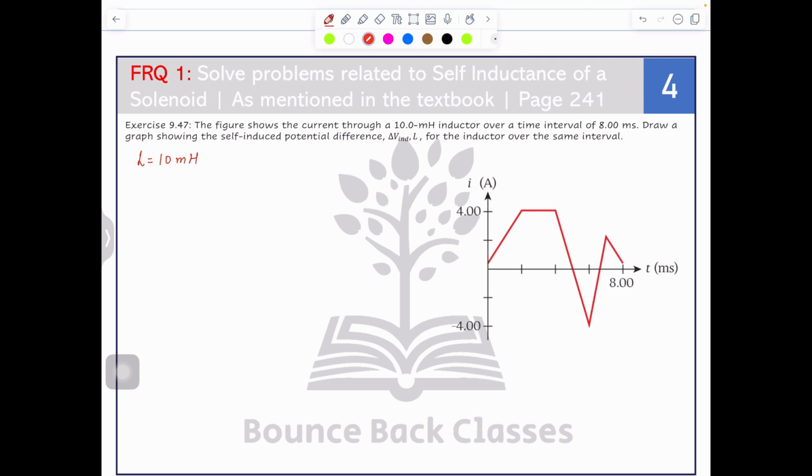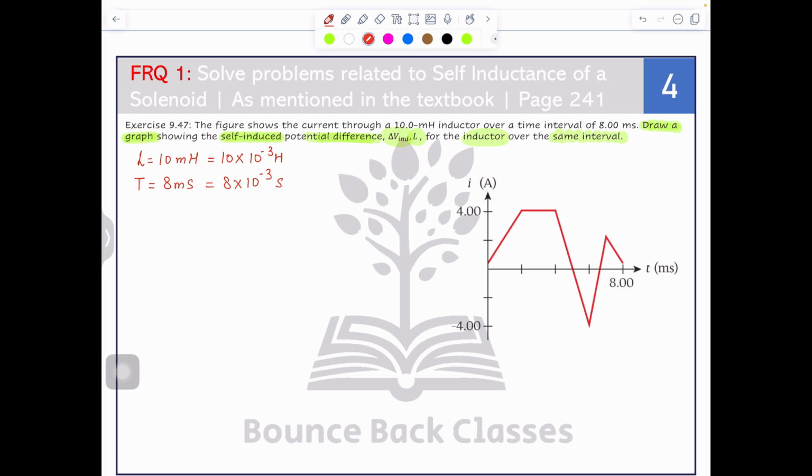As we know, Henry is the unit, so just solve it: 10 multiplied by 10 raised to power negative 3 henry over a time interval. Time is given as 8 millisecond, which is equal to 8 multiplied by 10 raised to power negative 3 second. Draw a graph showing the self-induced potential difference V_L for the inductor over the same interval. The time period is the same.